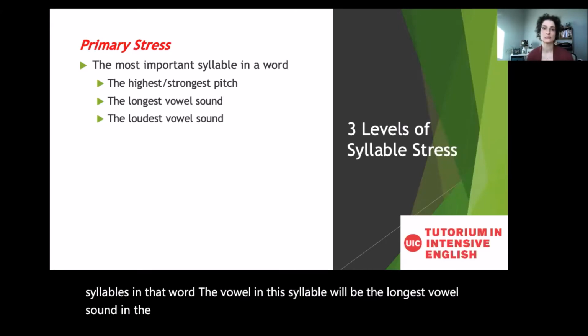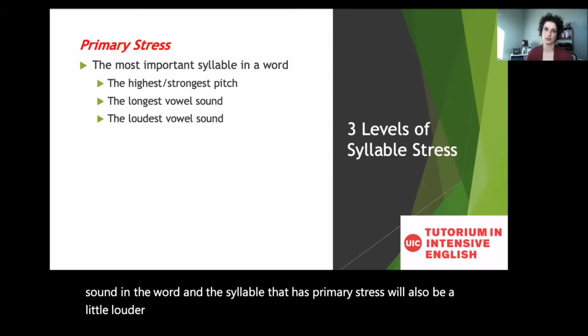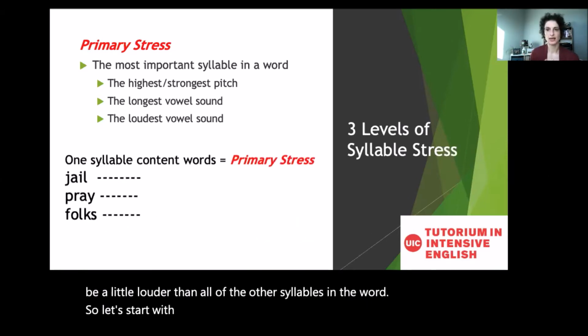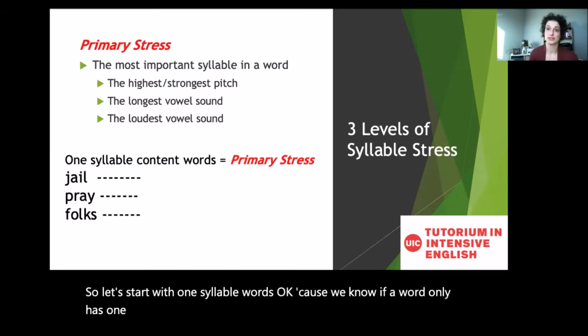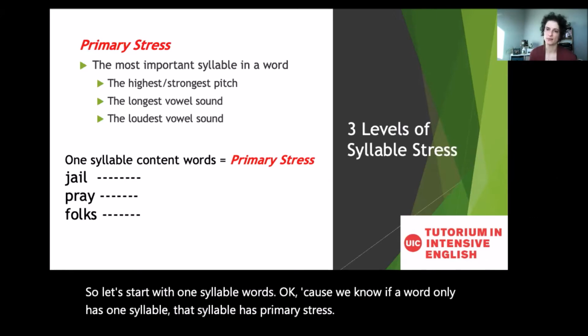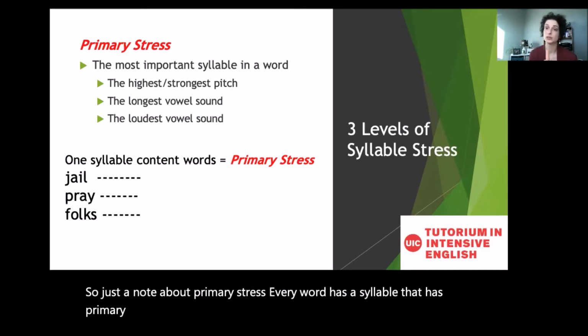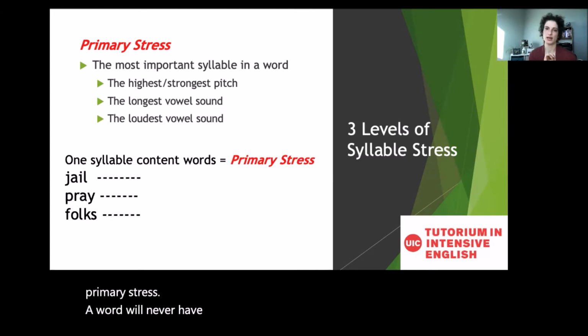And the syllable that has primary stress will also be a little louder than all of the other syllables in the word. So let's start with one syllable words, okay? Because we know if a word only has one syllable, that syllable has primary stress. So just a note about primary stress: every word has a syllable that has primary stress, and there is only one syllable in a word that will have primary stress. A word will never have two syllables that both have equal stress, okay?